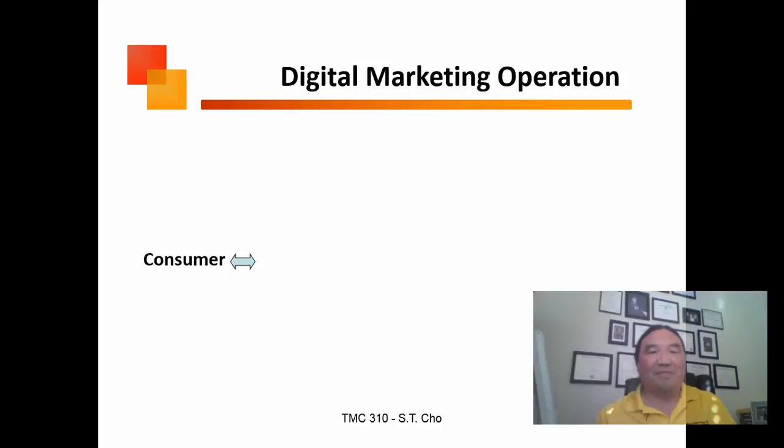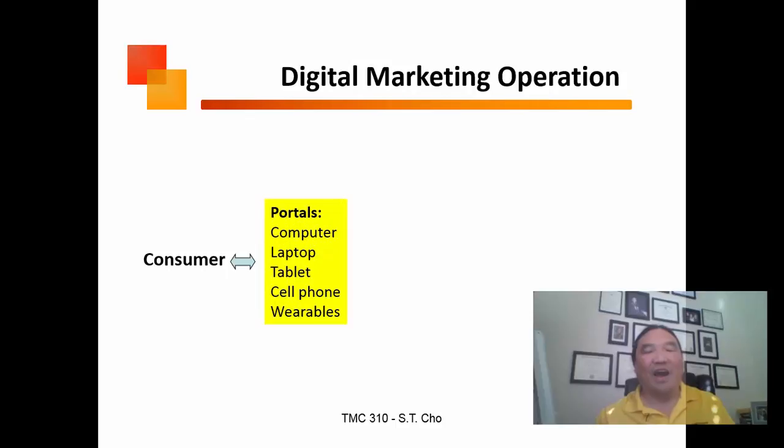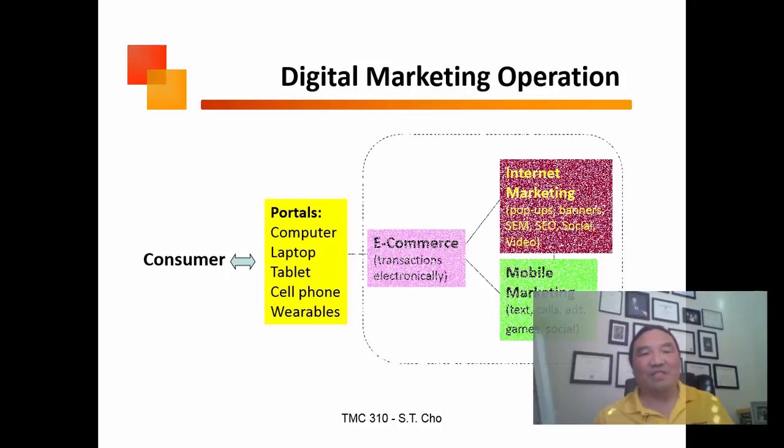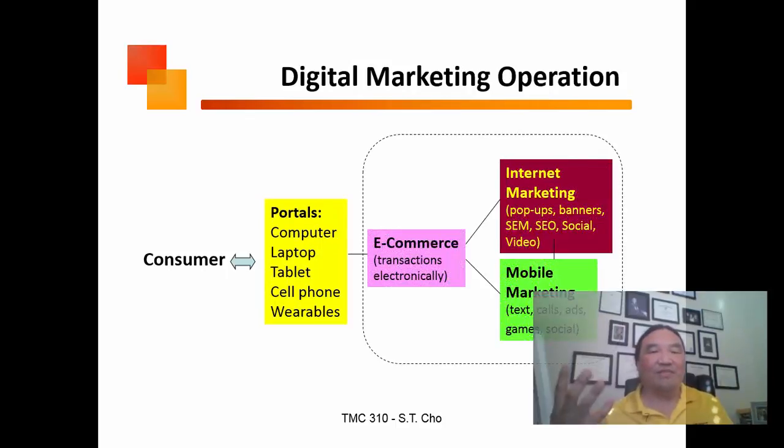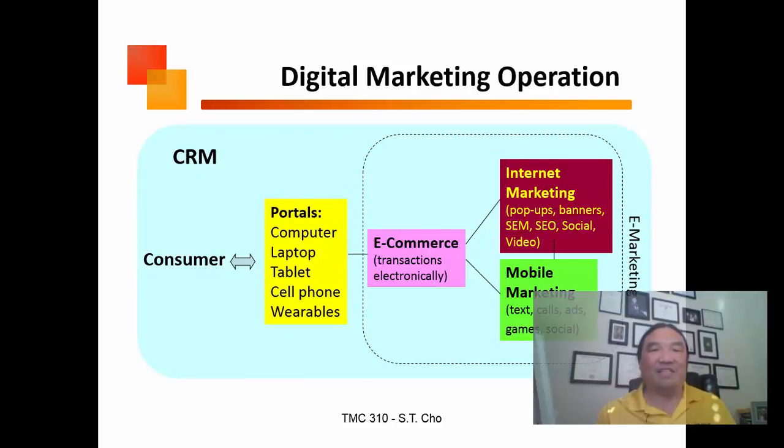In terms of digital marketing operation, it's fairly straightforward. Okay, we start with me, the consumer. I have a portal to this digital universe. And there are three fundamental functions that I'm looking at. E-commerce, excuse me, how do I make transactions? My internet marketing, which is my social and video and everything else. And my mobile marketing. That's it. Those are the three parts. And that defines what e-marketing is. And what ties it all together is a customer relationship management system.